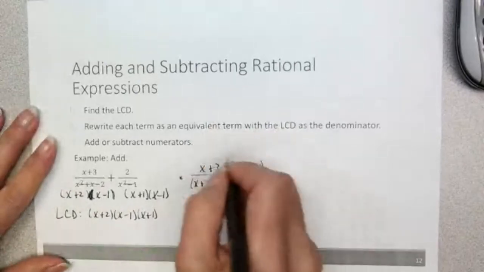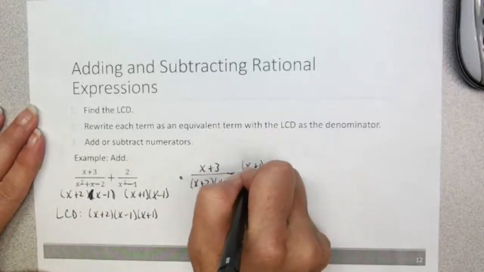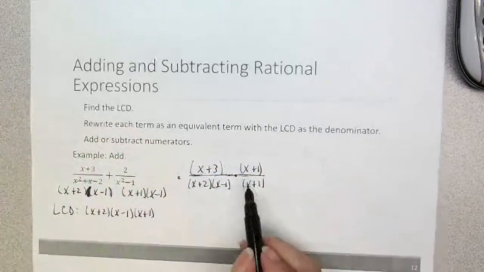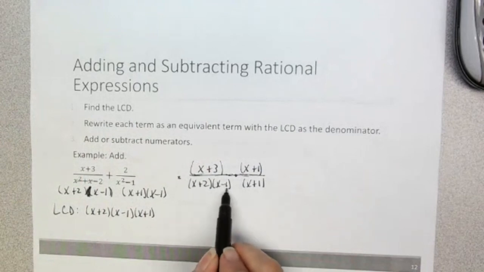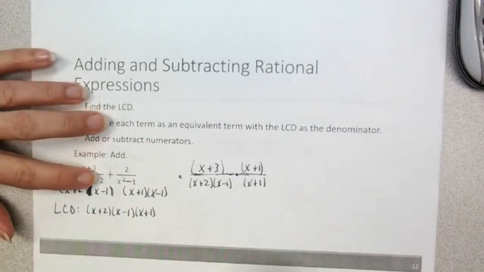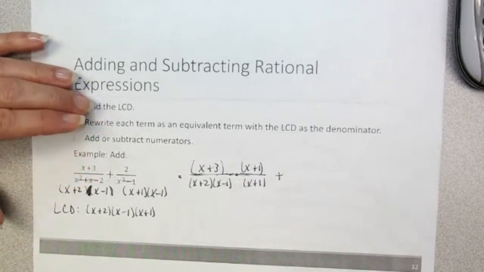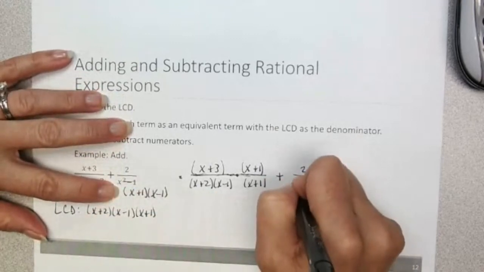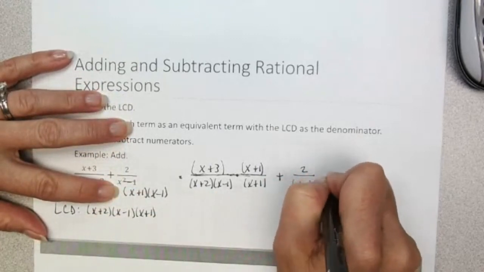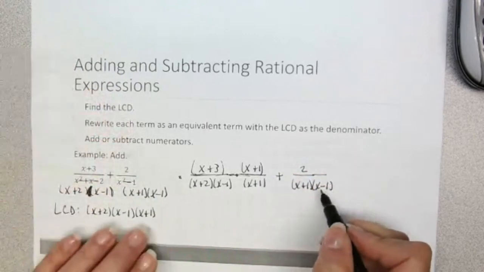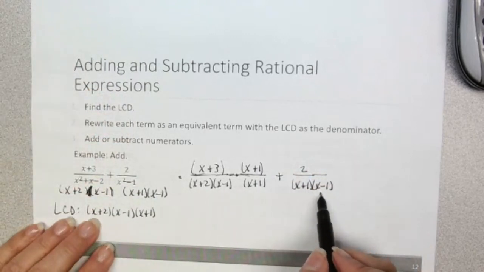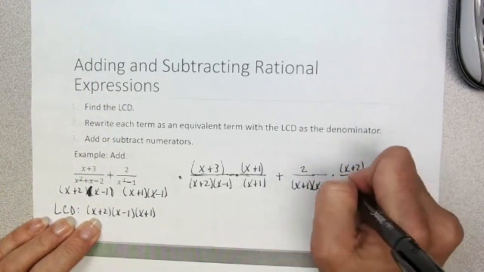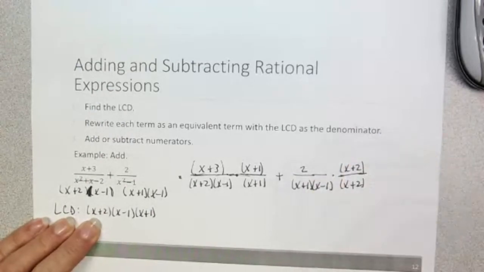Now, when we multiply rational expressions, it's just like one big rational expression. So now my first term becomes x plus 3 times x plus 1 all over x plus 2 times x minus 1 times x plus 1. Now let's add to that the second term. The second term is 2 over, and in its factored form, that denominator is x plus 1 times x minus 1. Compare that denominator to the LCD, the least common denominator, and I can see that there's an x plus 2 missing. So I need to multiply this one by x plus 2 over x plus 2.